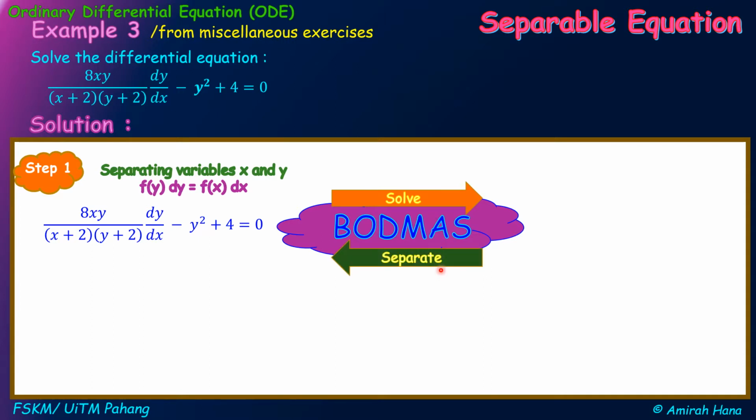If we want to separate, we need to follow subtraction first, and then addition, multiplication or division, and then bracket. So now we want to separate. We separate subtraction and addition first. From here, we can move minus y squared plus 4 to the right hand side, so we have positive y squared minus 4.